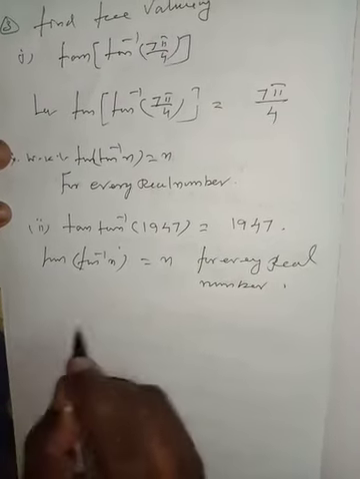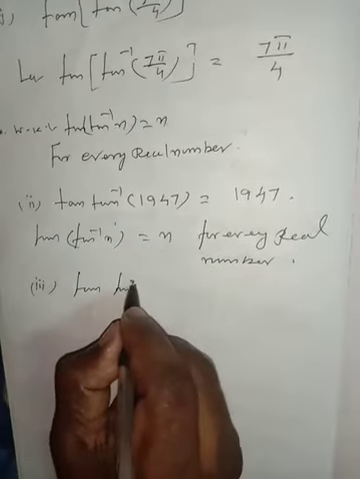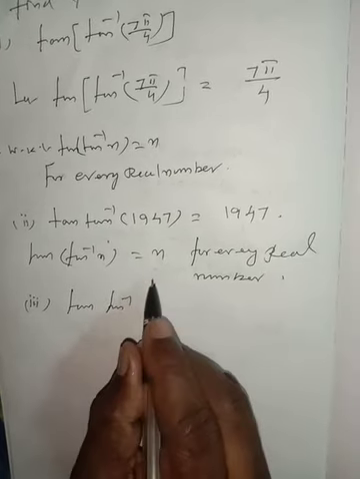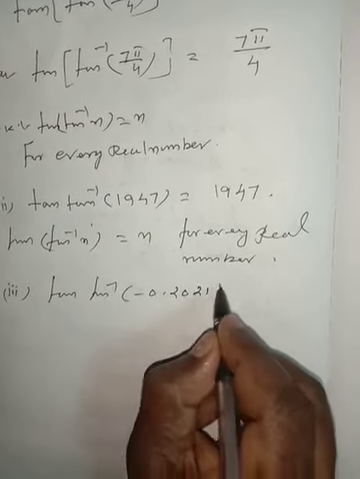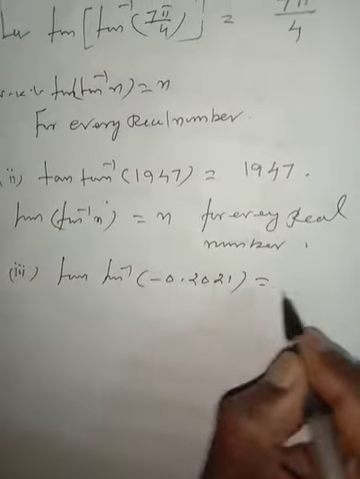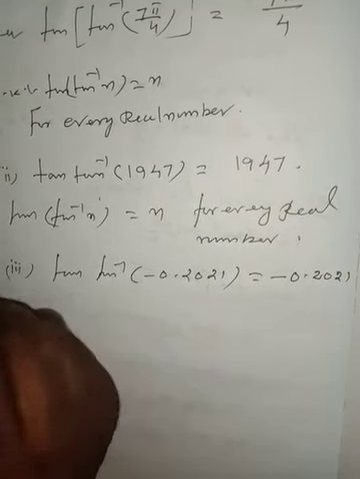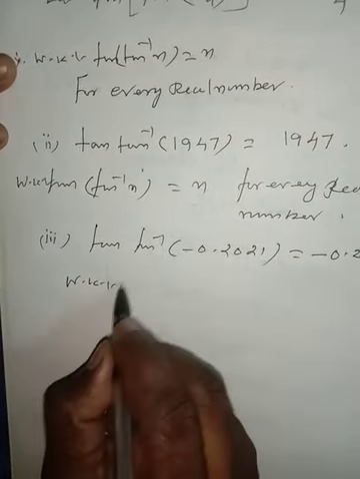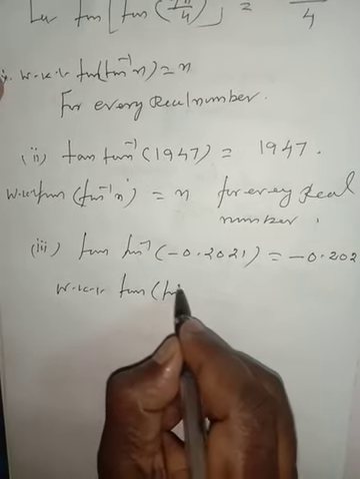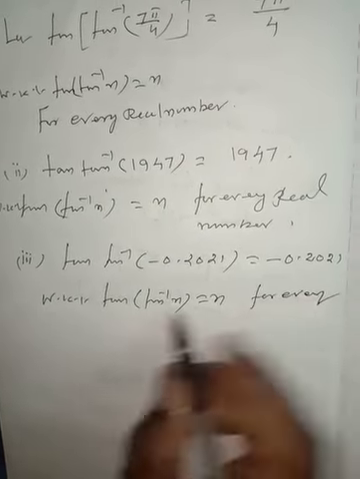Subdivision number 3: tan inverse of minus 0.2021. Now the same rule is used, the answer is minus 0.2021. Why? We know that tan inverse of x is equal to x for every real number.